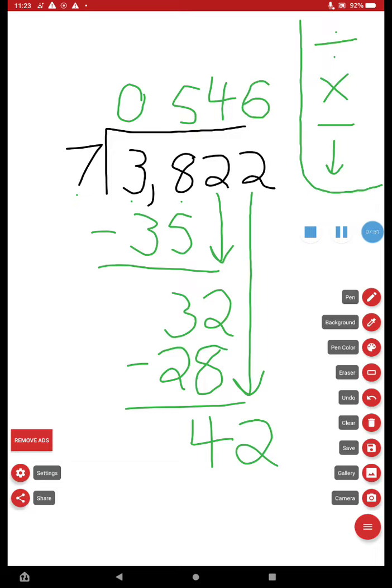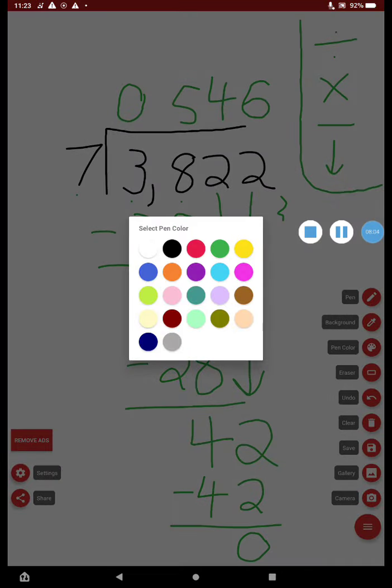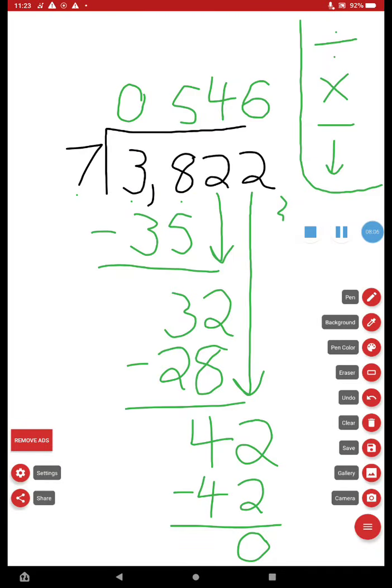Now multiply. 6 times 7 is 42. Now subtract. 0. Are there any other numbers to bring down? No other numbers over here. So what I did is I found out that 3,822 divided by 7 gets you 546. All right, fifth grade, put that into practice today on 5.1 homework.